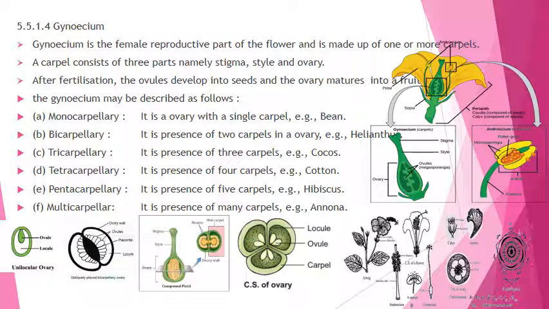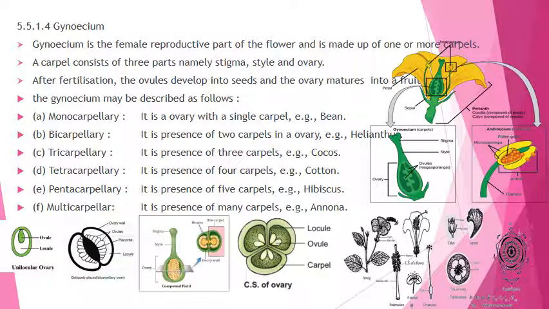After the fertilization, the ovules develop into the seeds and the ovary matures into the fruit. Whatever fruit we eat is nothing but the matured ovary of the flower. The gynoecium can be described as monocarpellary, bicarpellary, tricarpellary, tetracarpellary, pentacarpellary, and multicarpellary. As the name itself is very descriptive, mono means one.